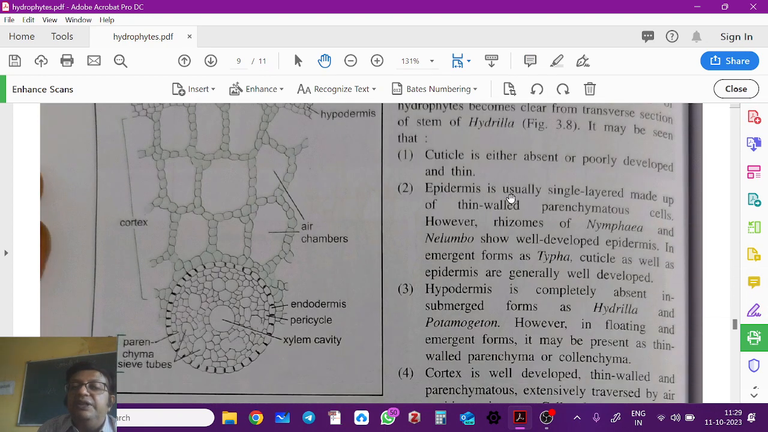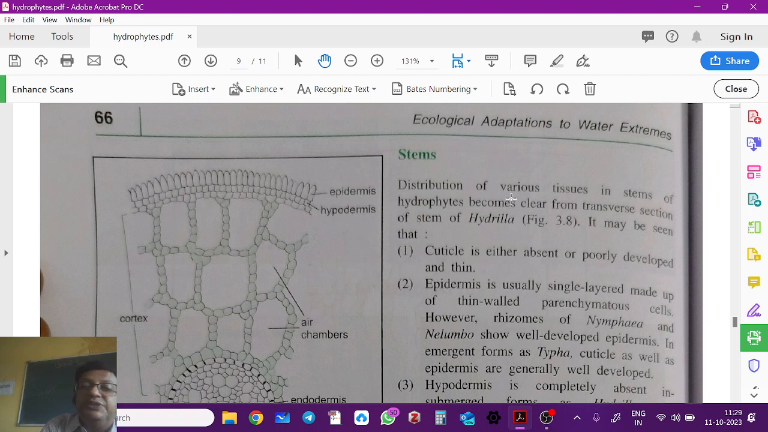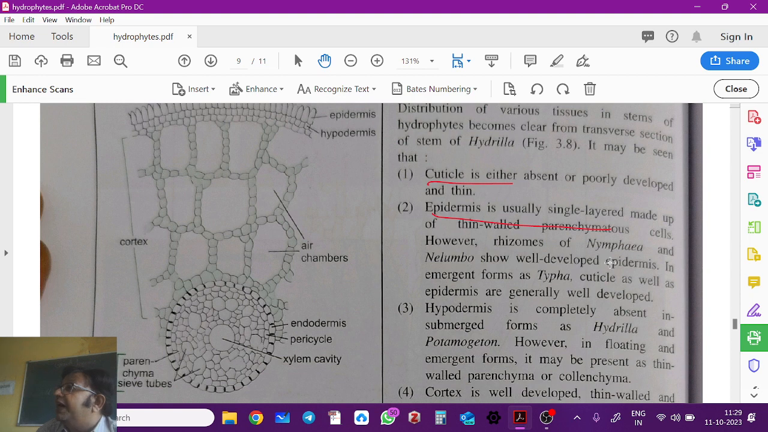Now, the anatomy of stems. Cuticle absent, same points. Epidermis single layer. Below the epidermis comes the hypodermis, a layer of cells. Hypodermis is completely absent in submerged forms. First line, always study the first line.